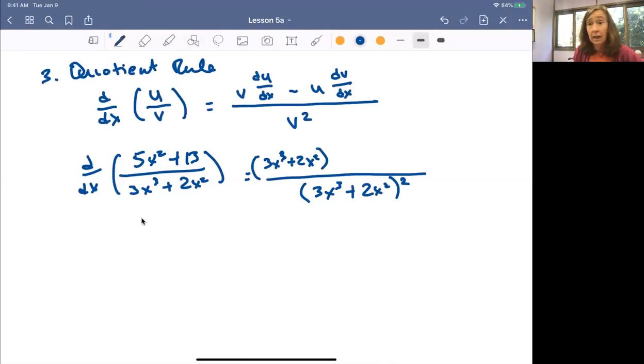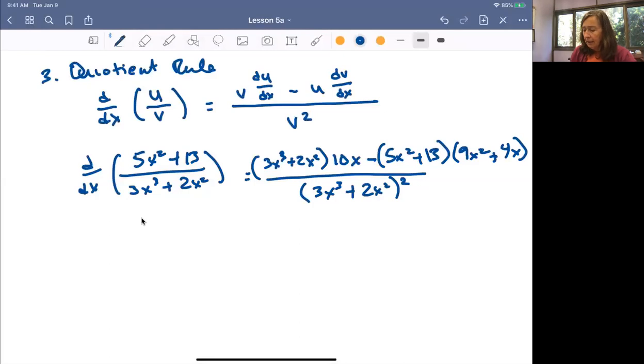That's 3x cubed plus 2x squared times the derivative of u, so the derivative of the top, the derivative of 5x squared plus 13, that is 10x. And we're subtracting from that u, so the thing I just took the derivative of, 5x squared plus 13, times the derivative of v. So that would be 9x squared plus 4x. All right. Again, not super fun, but let me make a couple of observations about the quotient rule that will help you use it when you have to.